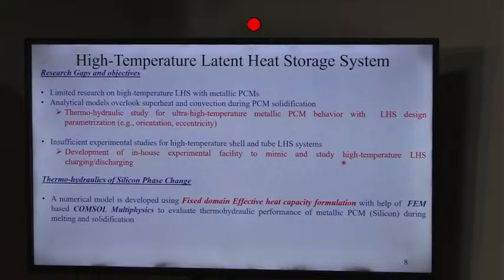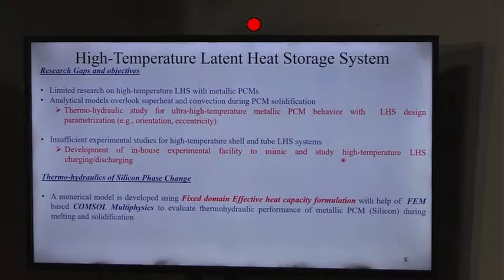So that way you are not using fossil fuel to energize or melt your sand. You are using some sort of renewable energy or waste heat to energize it. But the advantage, as I just mentioned, is that at a higher temperature the second law efficiency of the system will be much higher in comparison to when it is closer to the dead state.